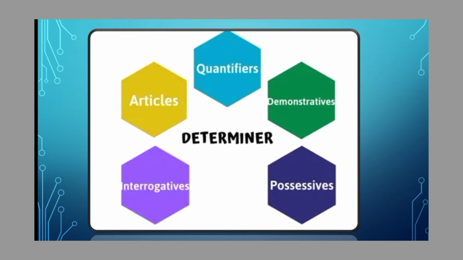And next, demonstratives. What are the demonstratives we have in English? Yes, this, that, these, those. And possessives means my, mine, like that. So these are the 5 types of determiners, and through these we are able to identify the noun, either it is specific or general, or definite or indefinite, like that. So now we are going to see these in detail.